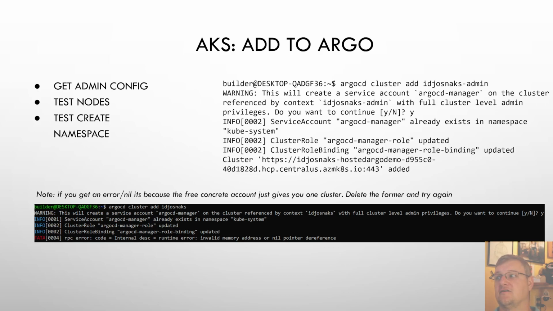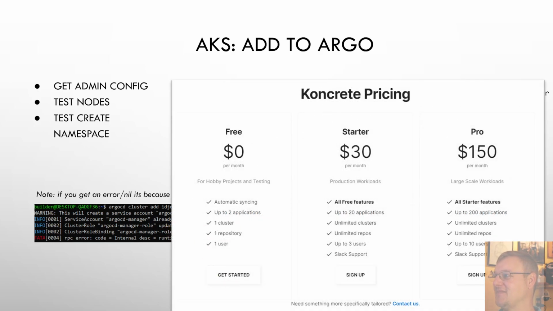Now I'm going to add it to ArgoCD. Now, pay that man his money, that whole slide before. First time I got an error, that's because the free version of Akuity gives you one cluster per workspace. So the error there about the RPC code is actually because I already had that AWS one assigned. If you want to pay, it's $30 per month to have all the features and 20 applications and unlimited clusters. So if you're going to use a hosted Argo, $30 a month is a reasonable ask in my mind.